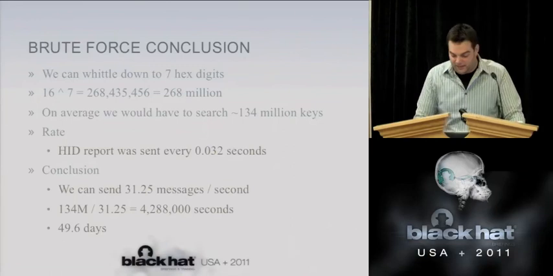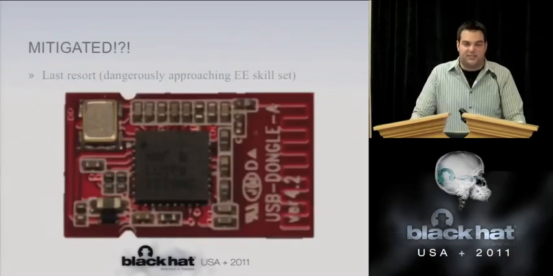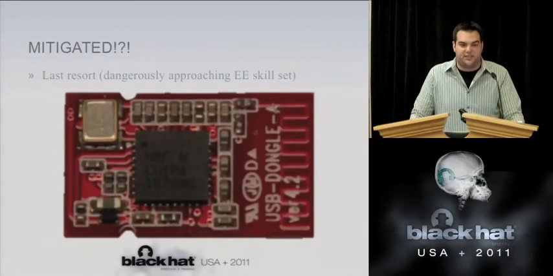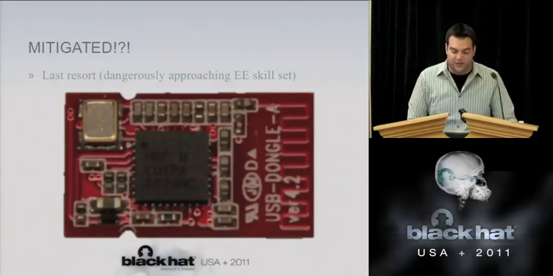So now I'm getting a little desperate here. And last resort, and this is dangerously approaching the double E skill set. You can see here there's actual circuits and resistors and things. Not what I signed up for when I wanted to do the USB assessment. But just kind of in next steps and things to look at in the future.